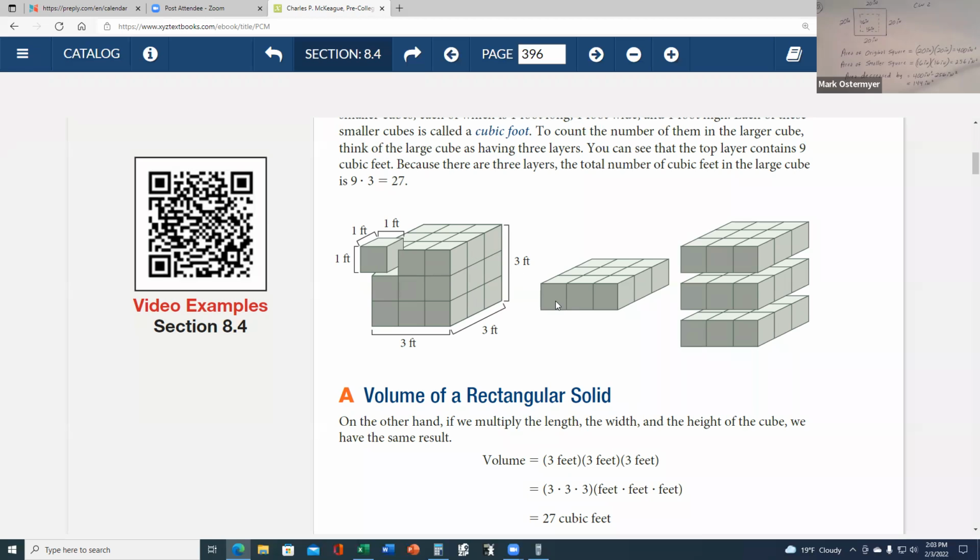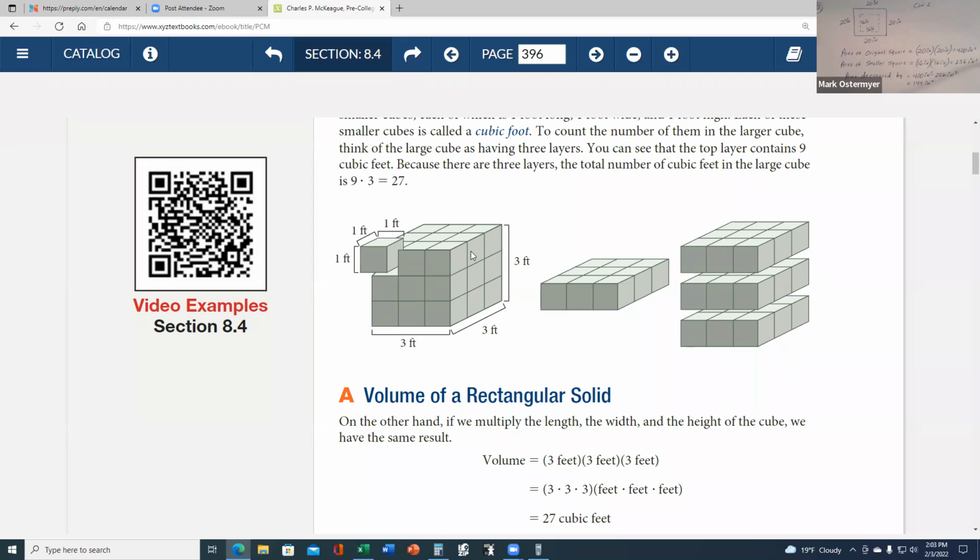And each level we count how many cubes? 1, 2, 3, 4, 5, 6, 7, 8, 9. So there's 9 cubic feet of volume in each of these levels, but we have 3 levels. So what's 9 times 3? Well, that would give you totally 27 cubic feet of volume contained in this box that measures 3 feet by 3 feet by 3 feet. There's got to be an easier way.